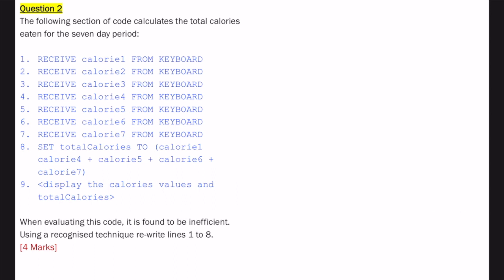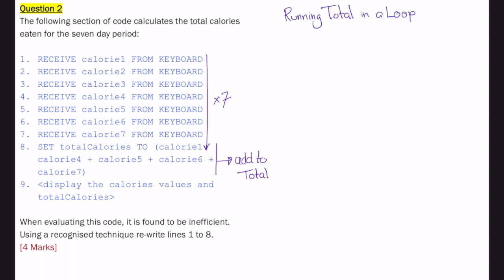So here's how I would go about answering this question. Clearly, we are going to be doing the same thing 7 times, getting the number of calories. We're then going to take each calorie and add to a total. So here we have an example of one of our standard algorithms. This is going to be a running total in a loop. So with a running total in a loop, we first define our total calories. And because we've not started asking for the user input, our total calories are 0. Then we need to loop 7 times.